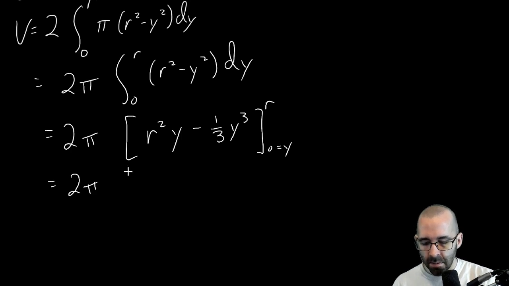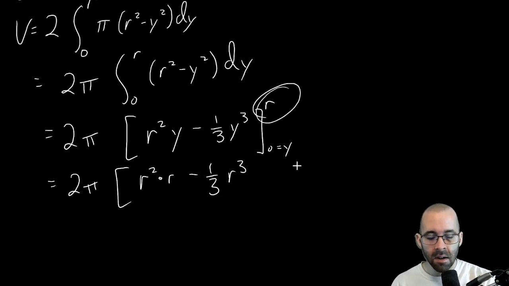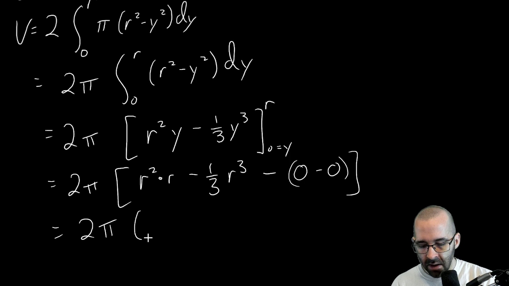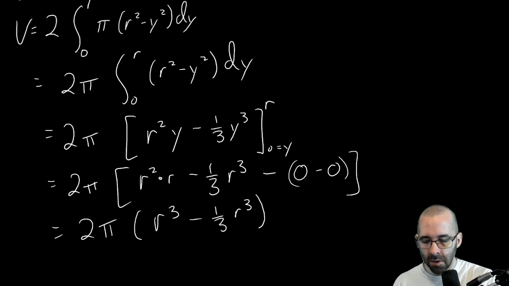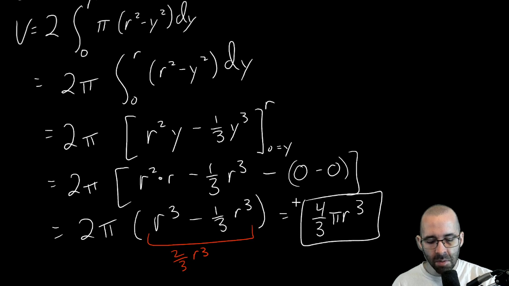We get 2 pi, plug in r. We get r squared times r minus 1/3 r cubed. Again, we're plugging in r for y, minus when we plug in 0 for y, which is just going to give us a bunch of zeros. Well, what do we got? 2 pi times r cubed minus 1/3 r cubed. Well, that's 2/3 r cubed. What's 2 pi times 2/3 r cubed? 4/3 pi r cubed, just like we wanted.